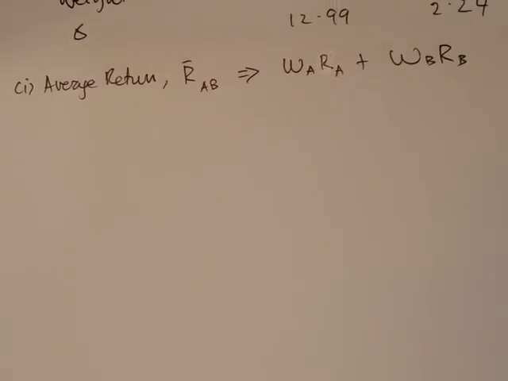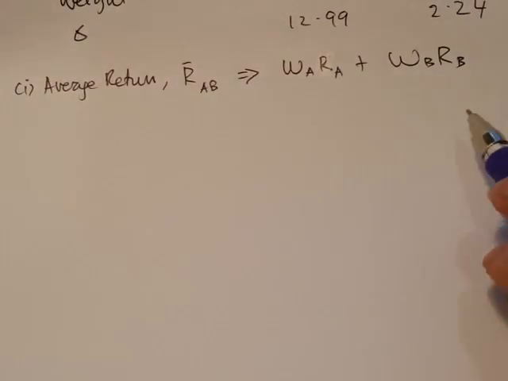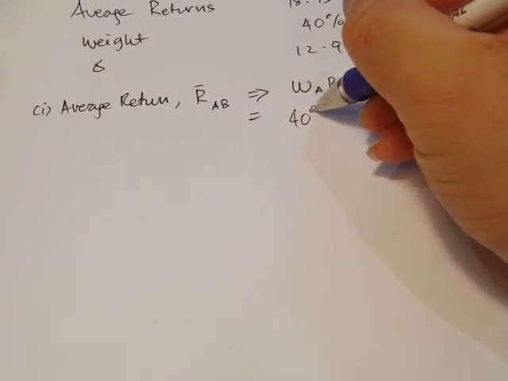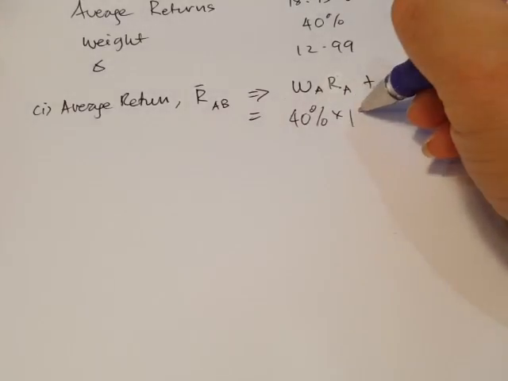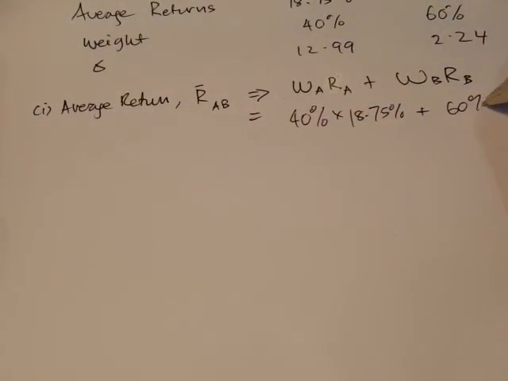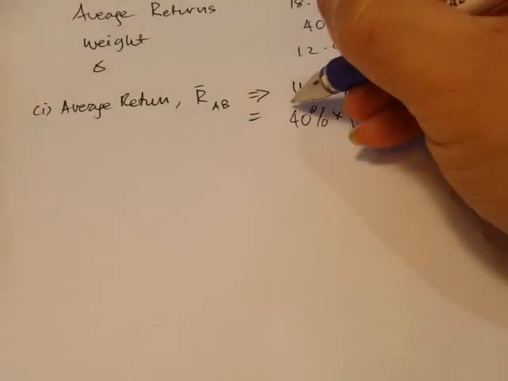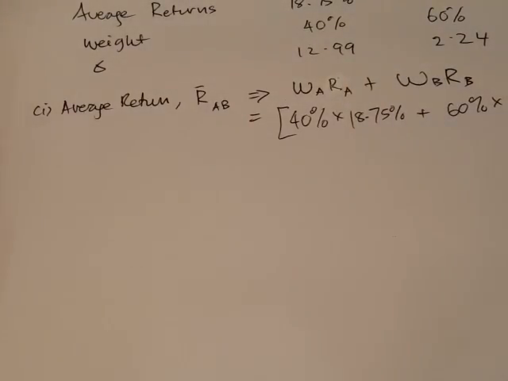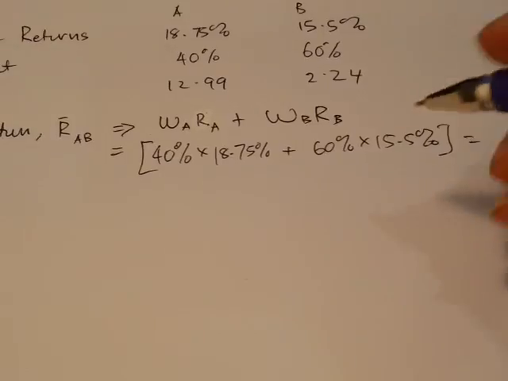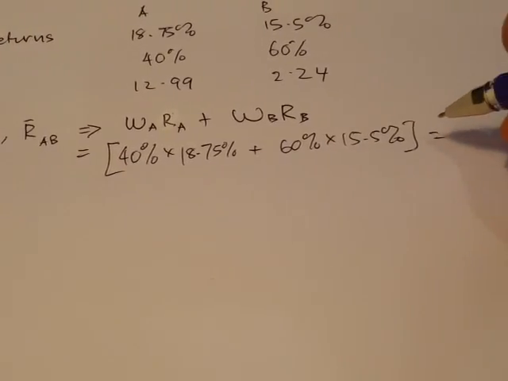So average return for portfolio: weight A given to you is 40% times return A 18.75 plus weight B 60% times return B 15.5%. Your answer will be 16.8%.